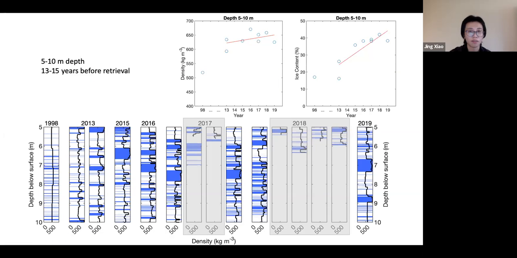Then this is the depth from 5 meters to 10 meters. The cores grayed out here are the ones less than 10 meters long, so they are not plotted.